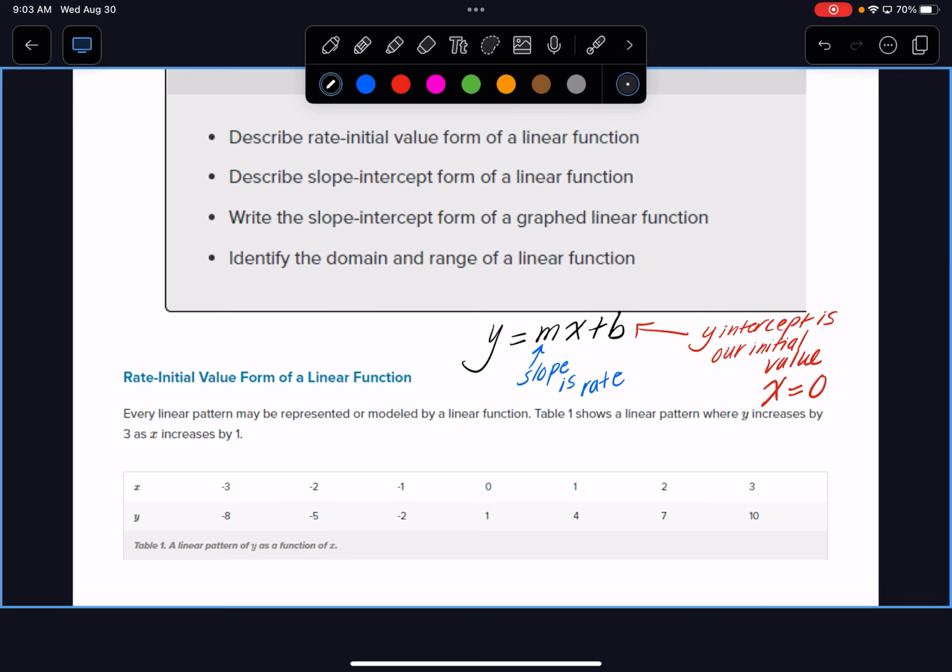In my notes, just because you never know if they use this word and you don't want to be confused on what they're asking, write in your notes: rate initial value form. Rate initial value form is just y equals mx plus b, but they write out in words what you're looking at. If they asked what is the rate initial value form of a linear function, I would write y equals mx plus b, and then point and say in words what everything is.